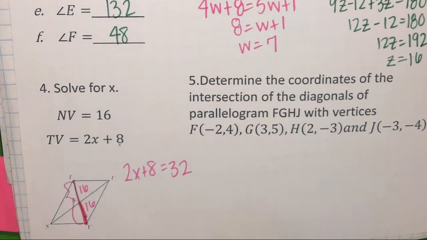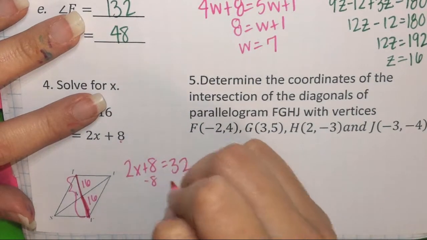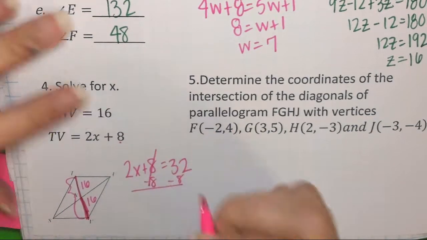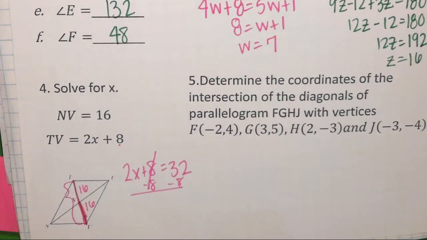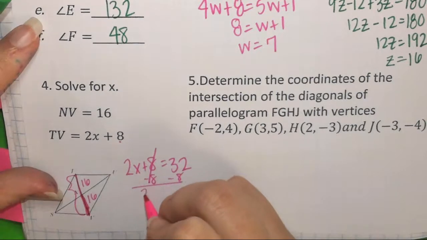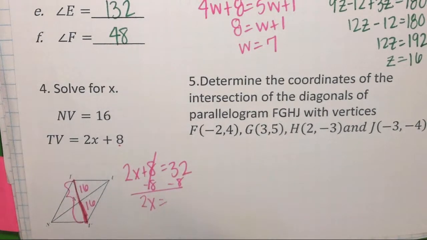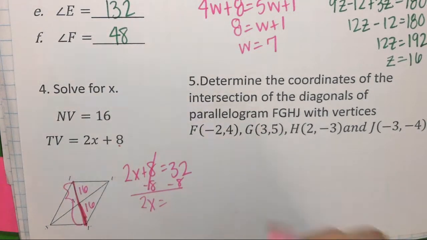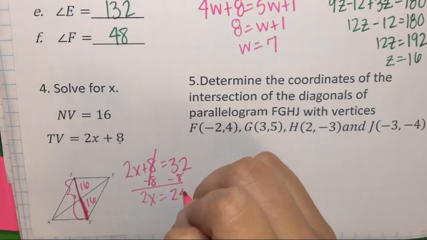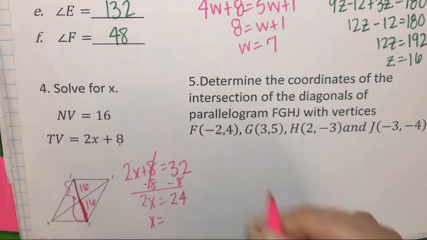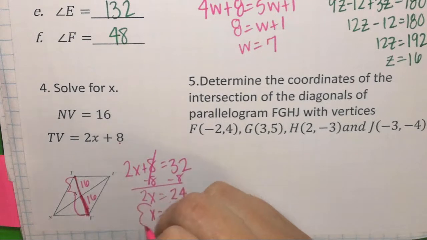Now, what would I do from here? Subtract 8. And what's 32 minus 8? 24. And what does x equal? 12. Good. Take a point.